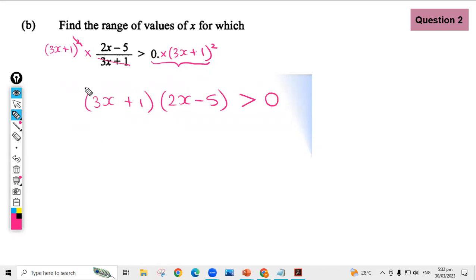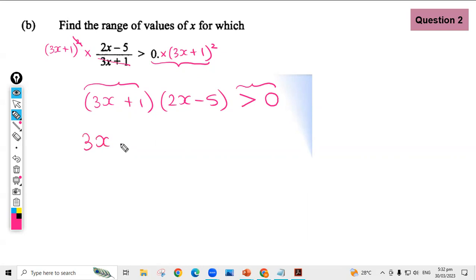All we have to do is put each bracket equal to 0, one at a time. This is like a different way of solving a quadratic. Don't get me wrong. We can multiply out the brackets, get the quadratic expression, use the quadratic formula to solve the quadratic, and then try to figure out which piece of the graph is above the x-axis. But why go through all of that? The expression is already factorized for us.